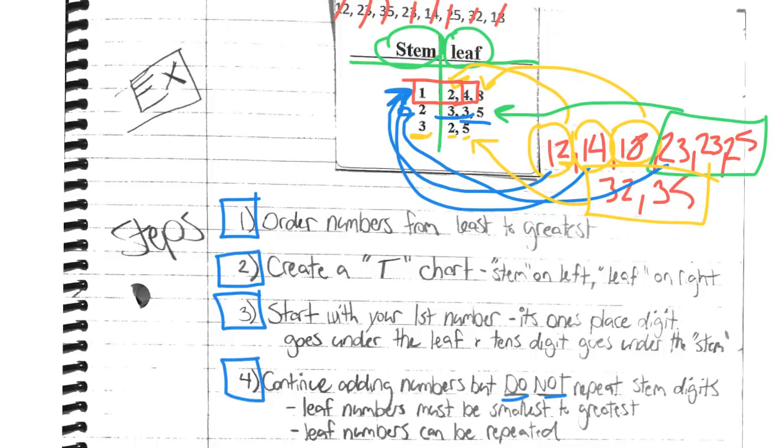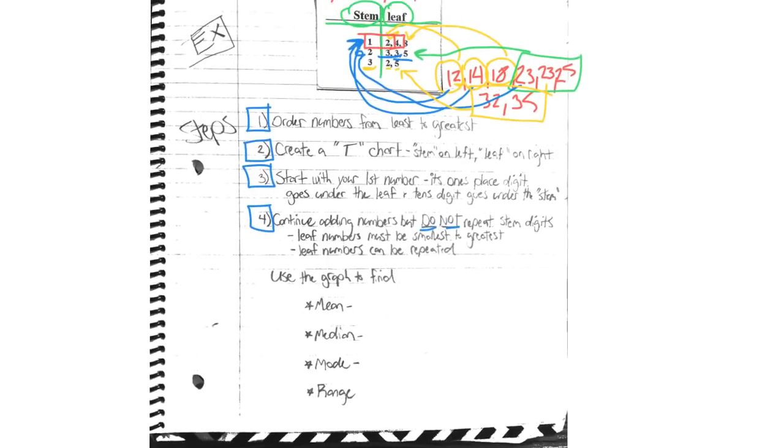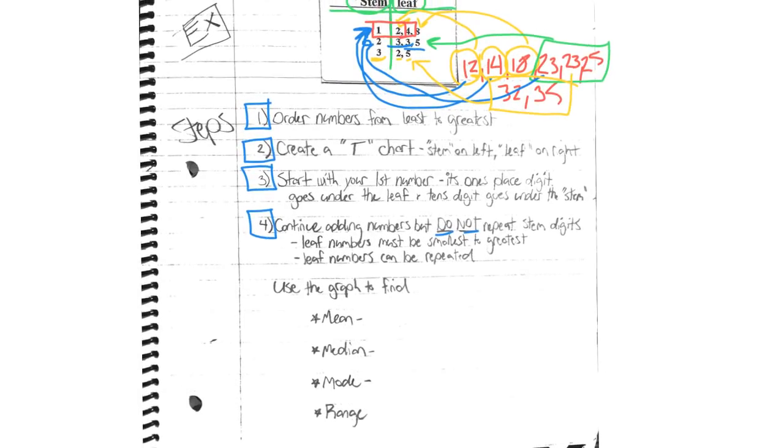Now again, we can use our graph to answer our questions about mean, median, mode, and range. Let me zoom out a little bit so I can see over here. Again, we're going to have to add these all together, so I'm going to write them over here: 12, then 14, then 18, 23, 23, 25, 32, 35. We add them all together because we're going to find our average. My total, I get 182.